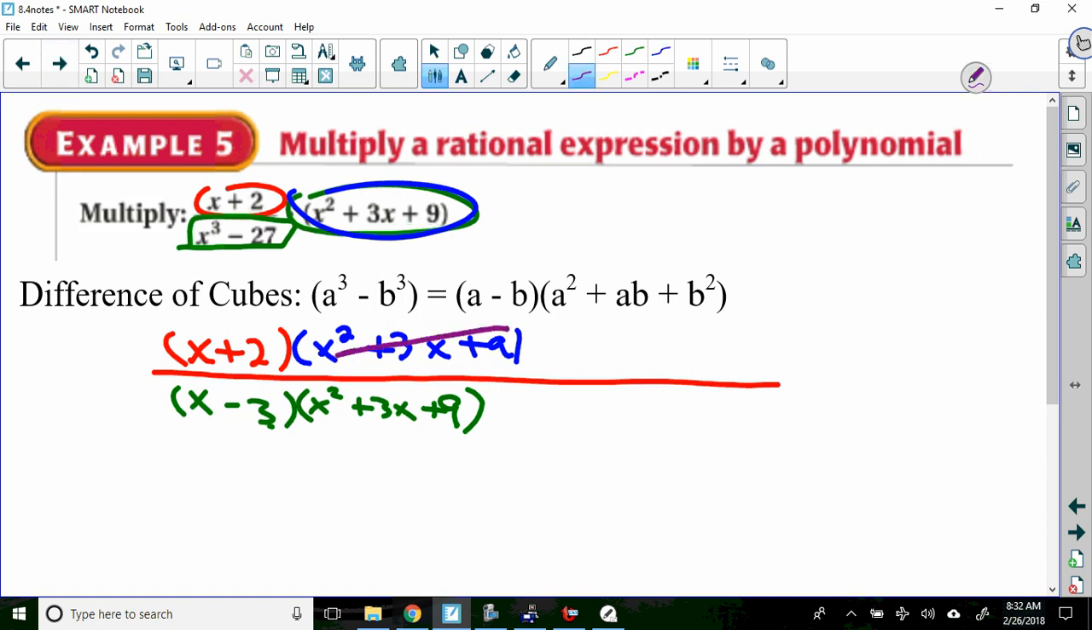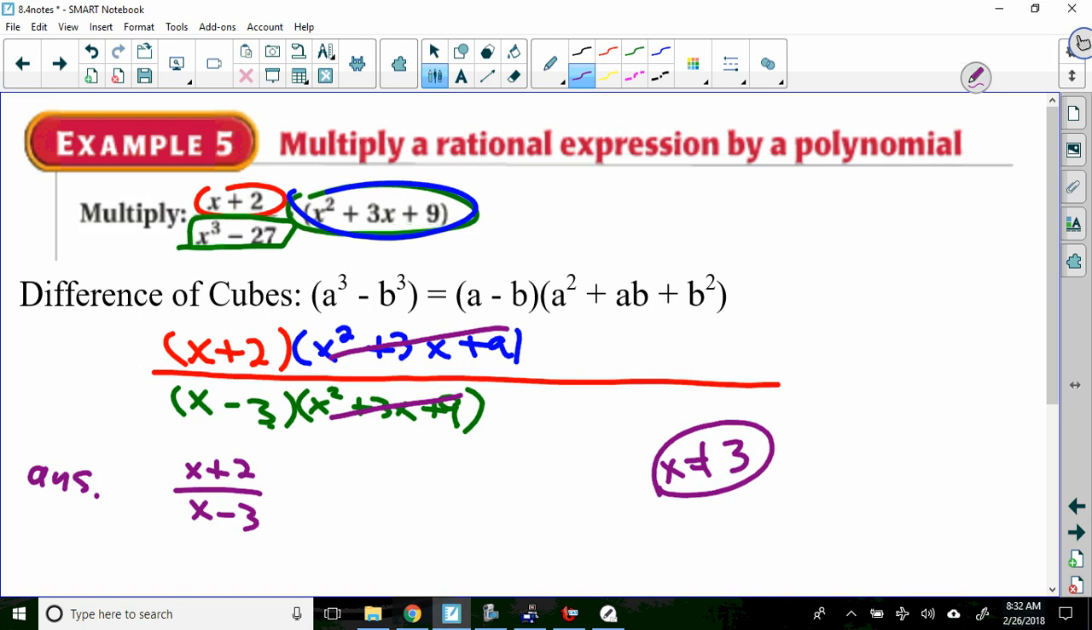So this x squared plus 3x plus 9 is going to cancel this x squared plus 3x plus 9. And so our answer is x plus 2 over x minus 3. Cool beans. On this one, and we'll talk more tomorrow about why, the only restriction is that x can't equal 3. The reason is if you take x squared plus 3x plus 9 and set it equal to 0 and solve, you're going to get imaginary answers.